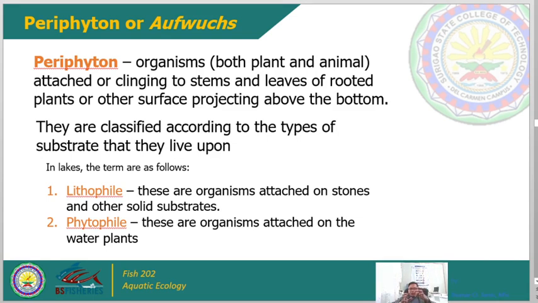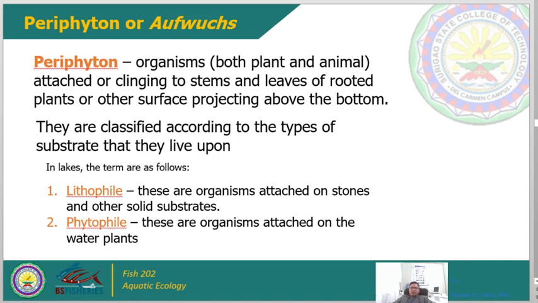So kanang mga nang-grow diha, mga living organisms, dili kanang mga non-living organisms. So kana silang mga living organisms na nag-grow from other plants are called as periphyton. We could classify them further into two, no? Natin kitawag ng mga lithophiles. These are organisms attached to stones and other solid substrates, no? Lithophiles ang tawag natin nila.